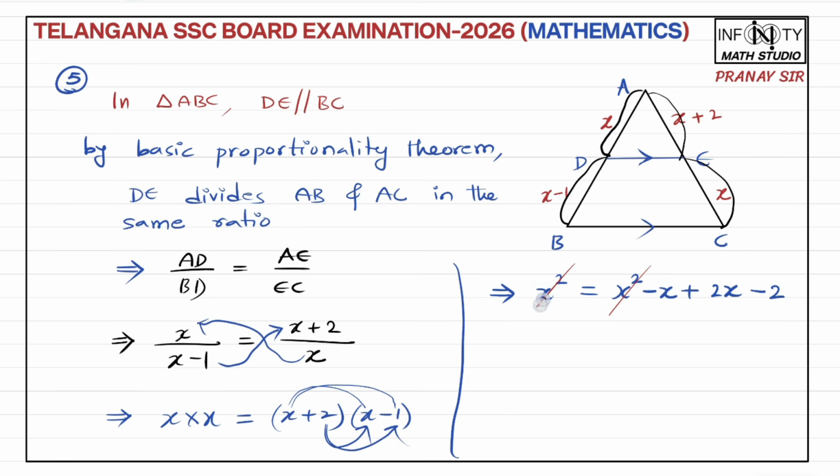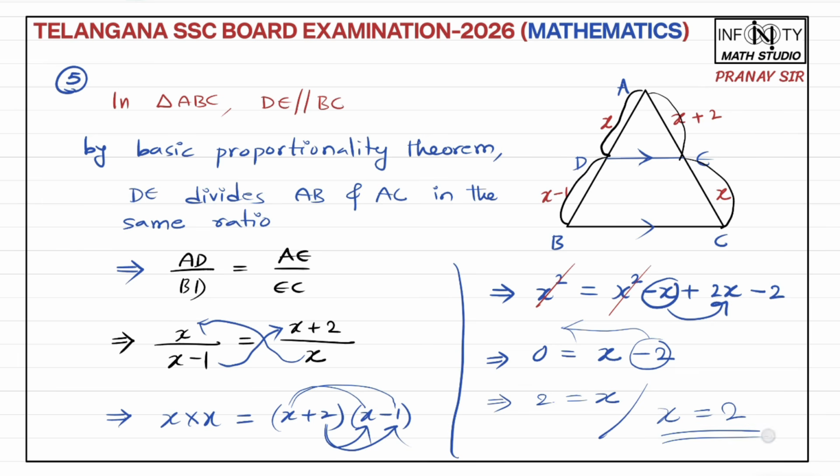Here x square and x square on both sides get cancelled. Now what is left is 0 is equal to minus x plus 2x gives x, and remaining minus 2 as it is. Now if I transpose this minus 2 to this side, it becomes plus 2 is equal to x. The same, I write x is equal to 2. That's all. It's very simple, right?